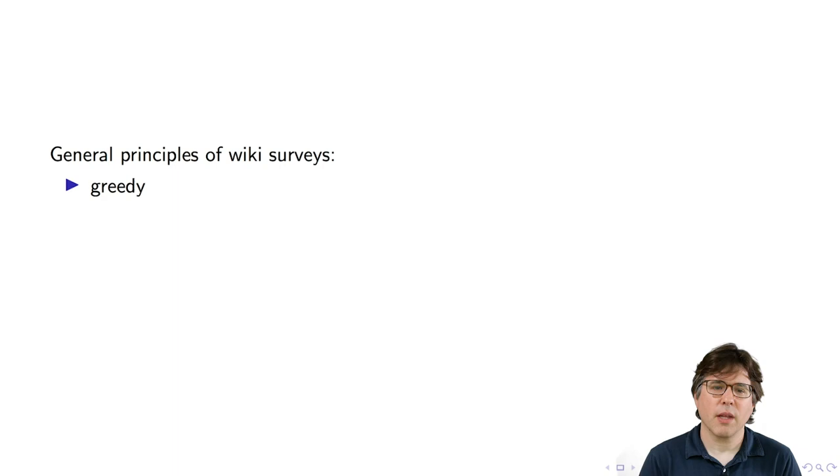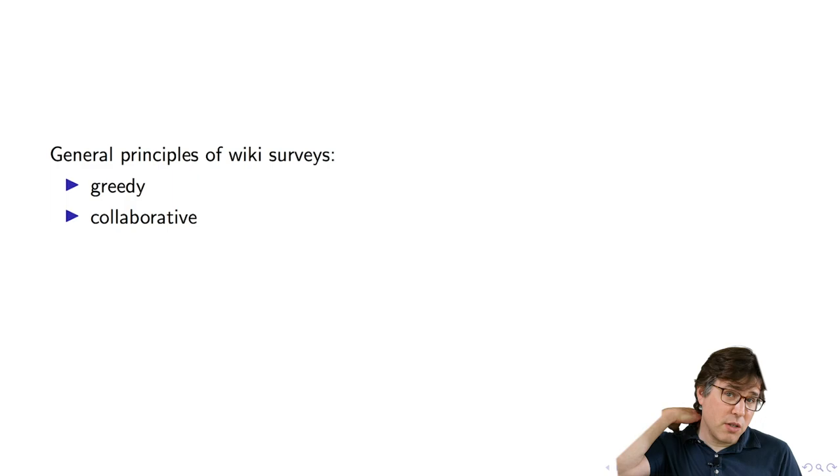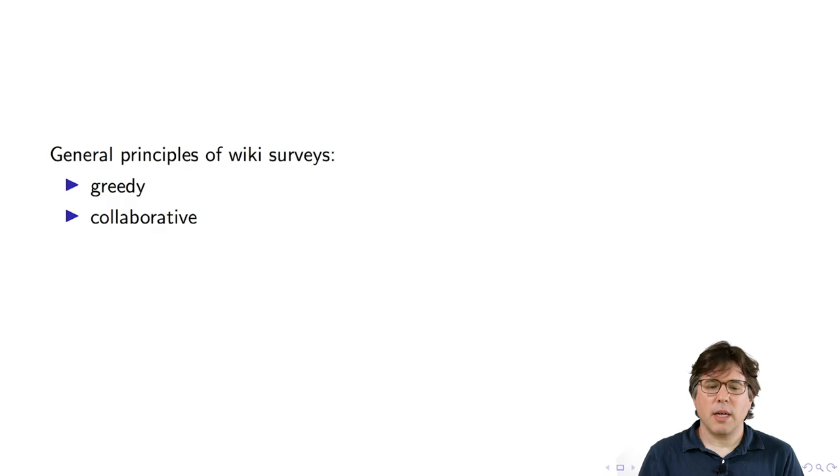So the first general principle of wiki surveys is that they should be greedy. The second is that they should be collaborative. Just as a Wikipedia page is the combined contribution of many people, surveys should be created collaboratively. They should be not just constructed by a researcher, but they should be jointly constructed by the researchers and the participants. This allows them to be open to new information. And this new information is often the most valuable information, the stuff that you didn't know ahead of time.